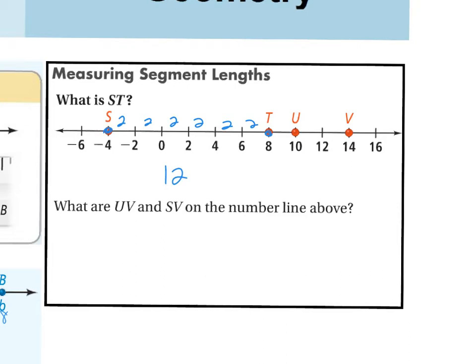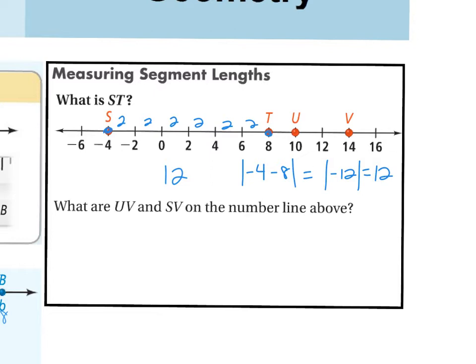Or you could have used the formula. You would have had the absolute value of negative 4 minus 8, which would have been the absolute value of negative 12, which is 12. Whichever way you see it, that's the good thing about geometry: there's usually a lot of different ways to look at things. Whichever way your brain sees it best, that's the one I want you to use.